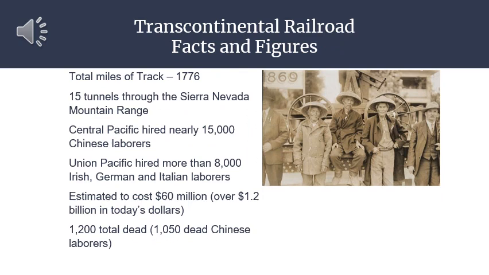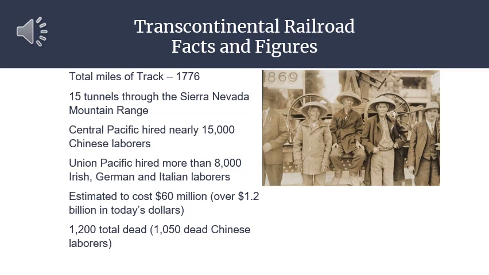Facts and figures of the Transcontinental Railroad. The total miles of track laid were 1,776. There are 15 tunnels that run through the Sierra Nevada mountain range alone. The Central Pacific hired nearly 15,000 Chinese laborers throughout the course of the 7-year period, and the Union Pacific hired more than 8,000 Irish and German and Italian laborers.